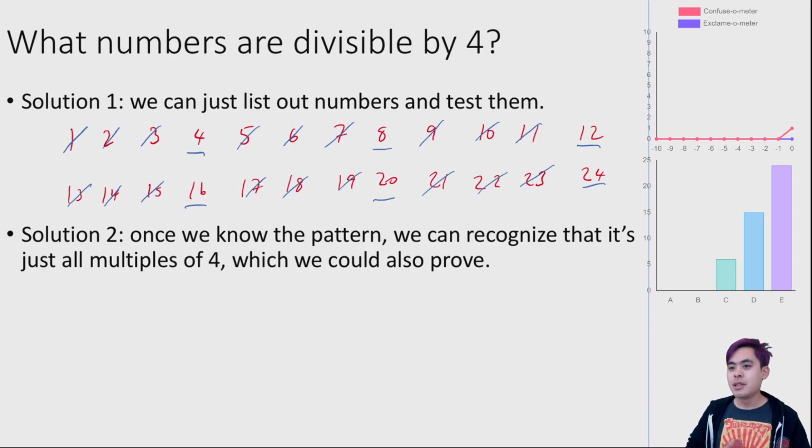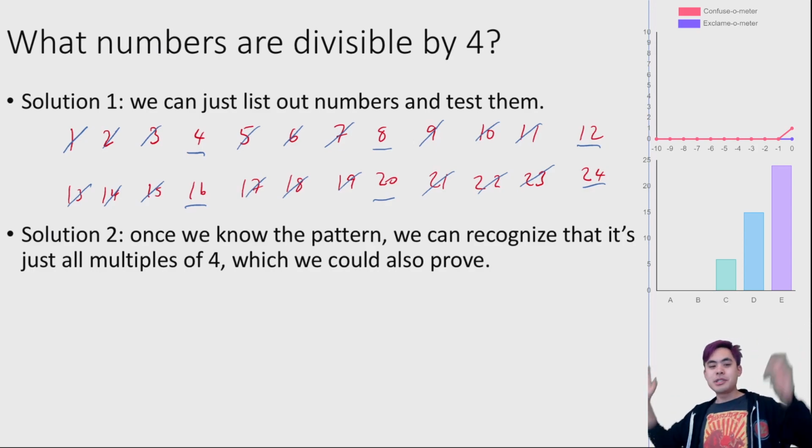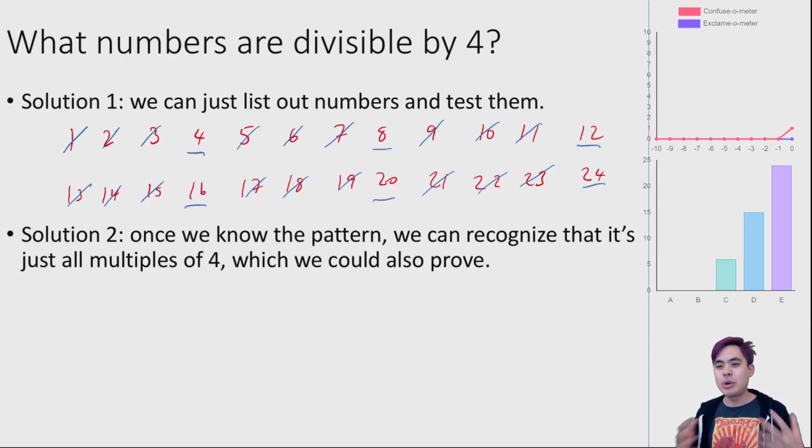So now, when you see the pattern, that doesn't necessarily mean it's always true. Like, there are an infinite number of numbers, and so you can't really test all of them. But you can ask yourself, can I reason about whether or not this is true? So, how do you reason about whether or not it's all multiples of 4? Well, you can think about it.